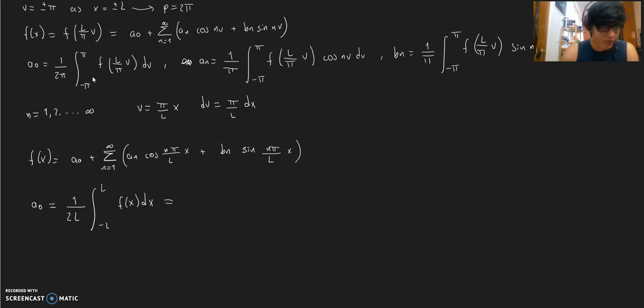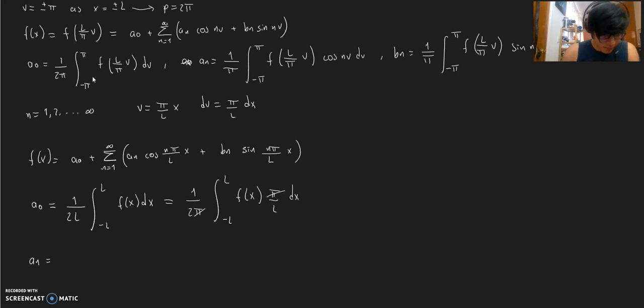And why is that? Because we will have, using this first representation, 1 over 2 pi of the integral from minus L to L, because as v goes from plus minus pi, now x will go from plus minus L. That's why the integral limits change, and we will have something like this. f of x times dv will be equal to pi over L dx, and that's why we obtain this, as the pi's eliminate each other, and this L can go out of the integral. So that's how we can obtain a0.